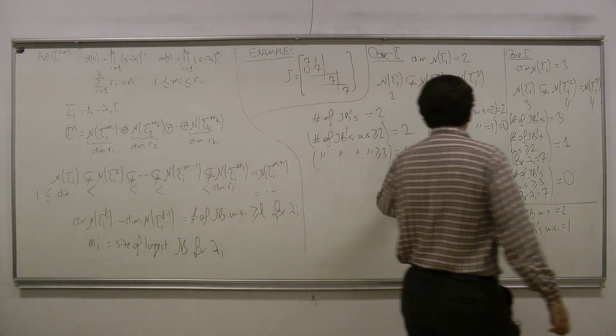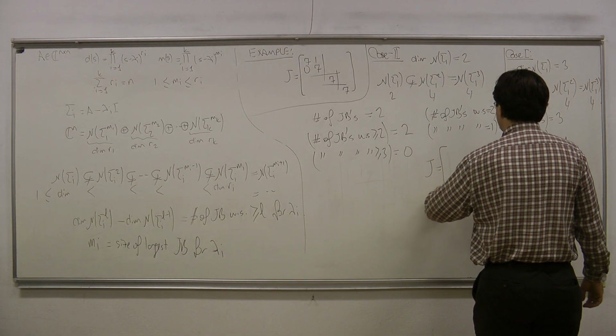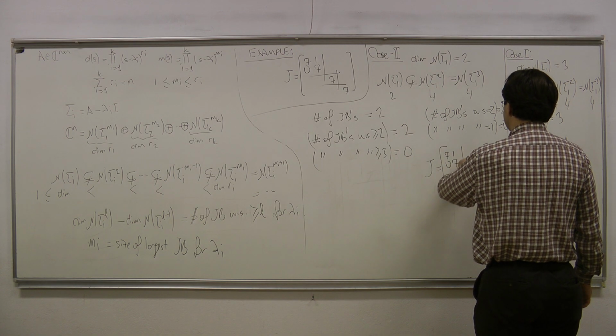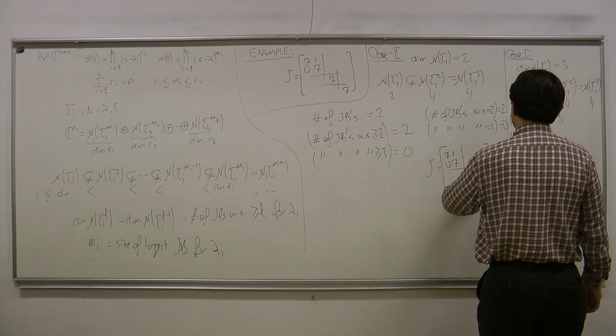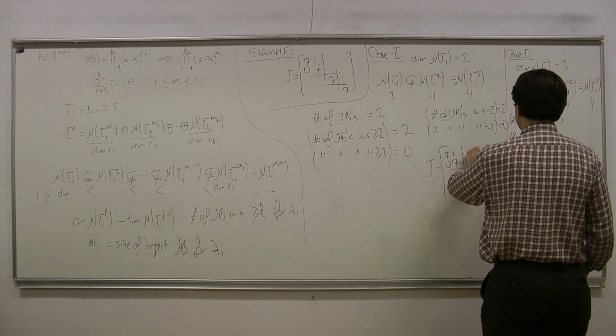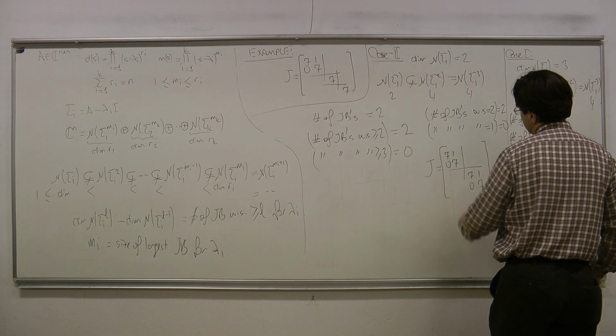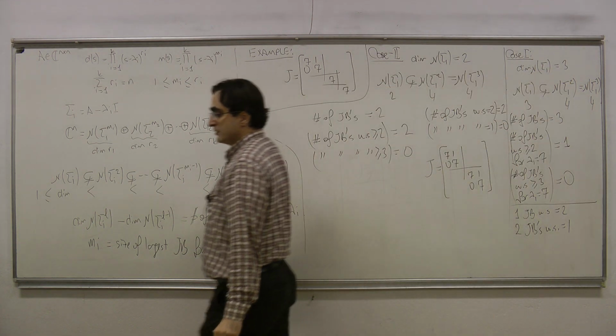And that means that our Jordan canonical form would be looking like this. 7, 7, 1. This is my first 2 by 2 block. And the other one is just like this. Okay? So this is my second possibility.